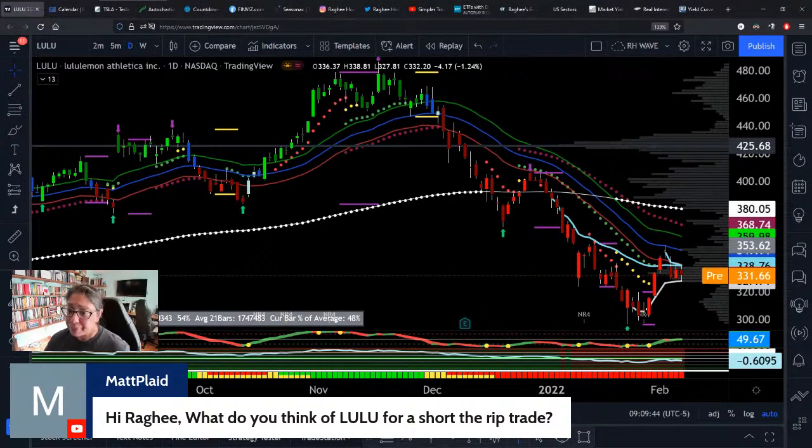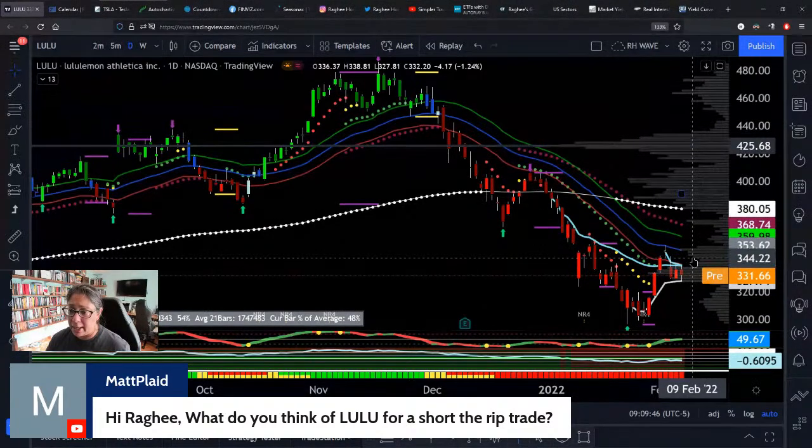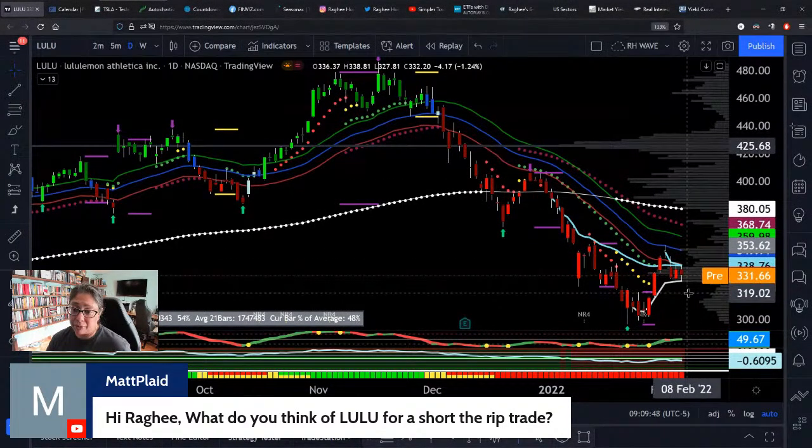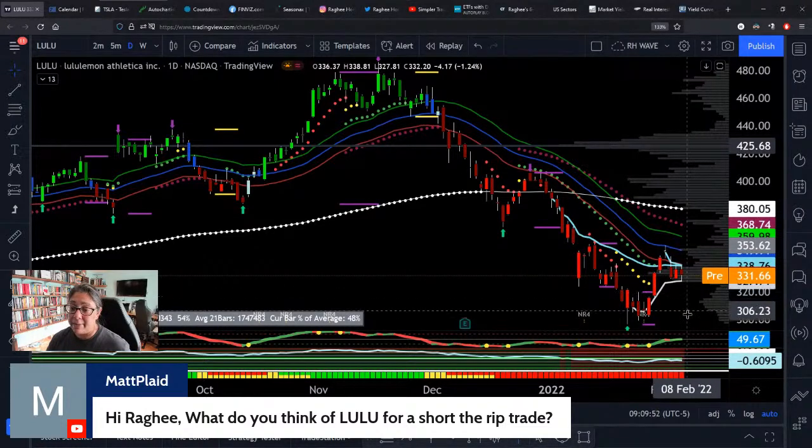It's triggered. Beautiful pattern. And yeah, I would look for at least a move initially to about 319.85 and then maybe get down and start testing the 300 major psychological level.